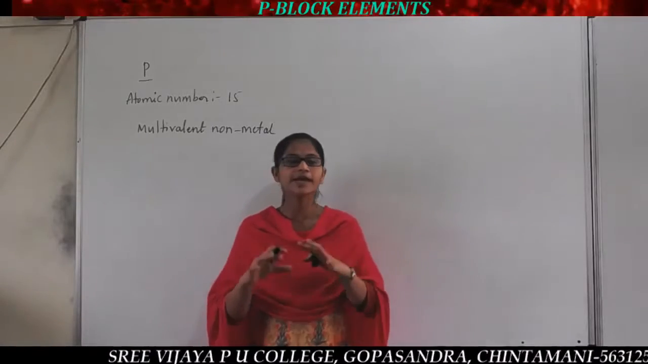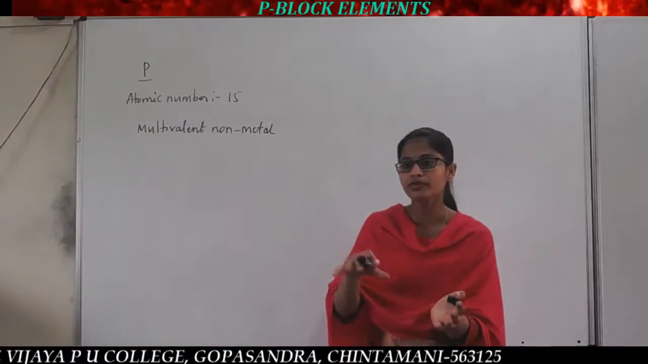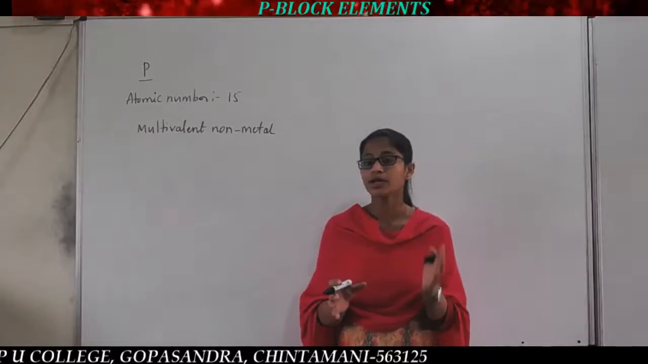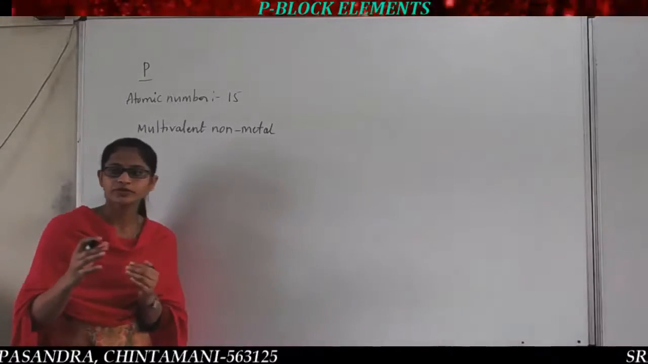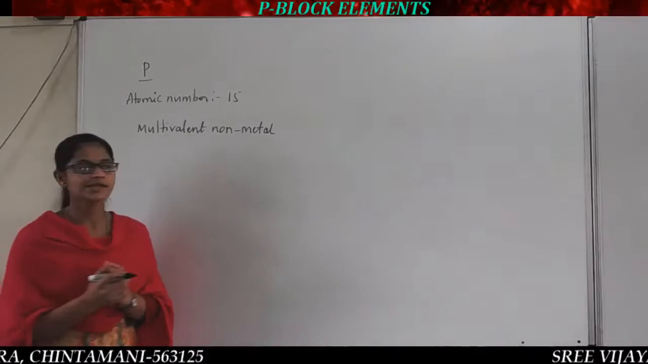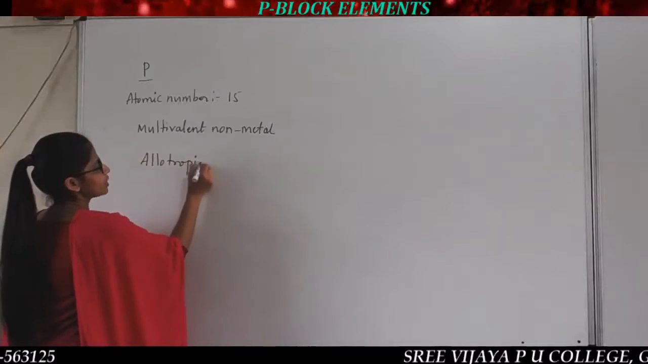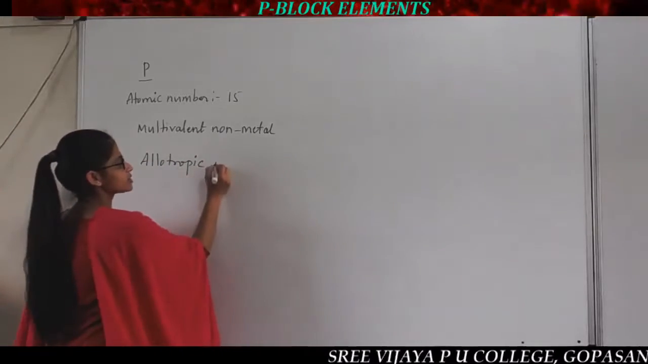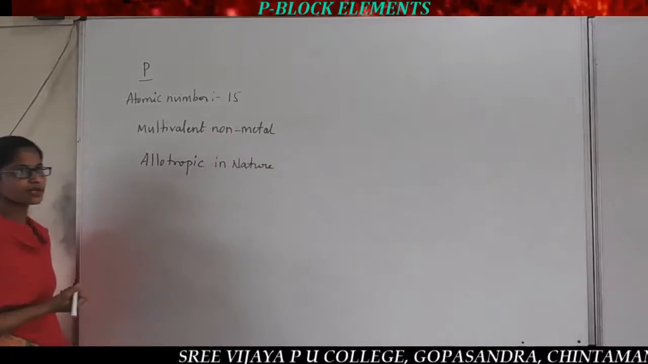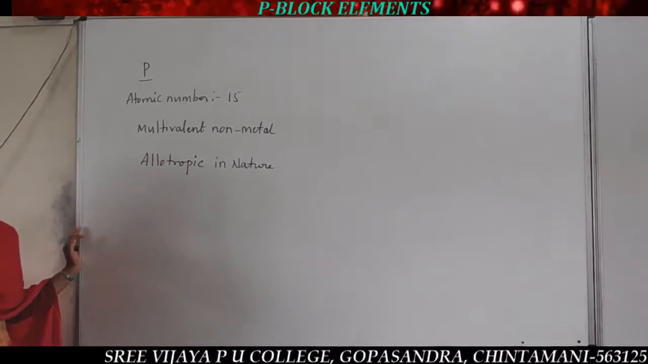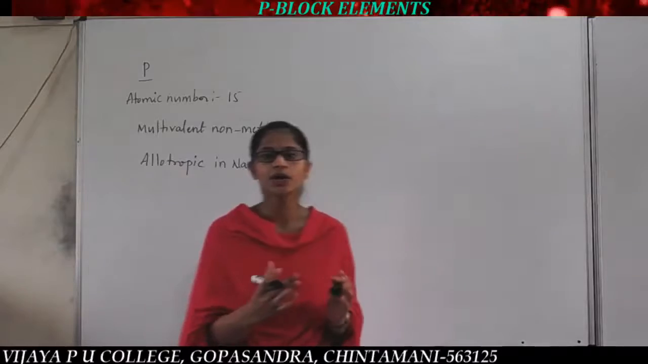This phosphorus shows different forms of structure. It is the same element but shows different forms of structure. This property we call allotropy. It is allotropic in nature. Phosphorus exhibits many different structures, which we usually call allotropic structures.